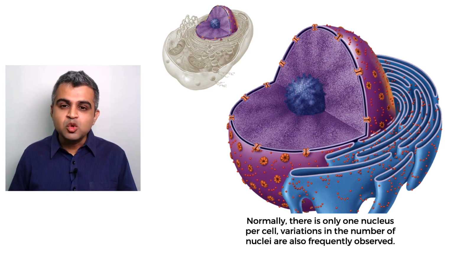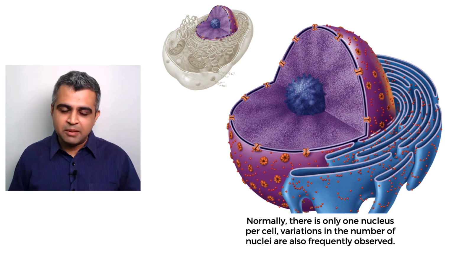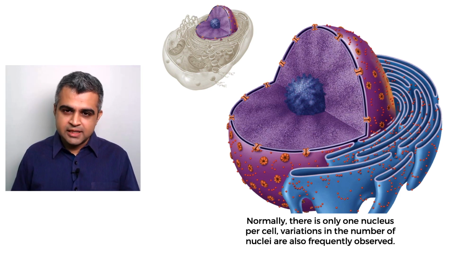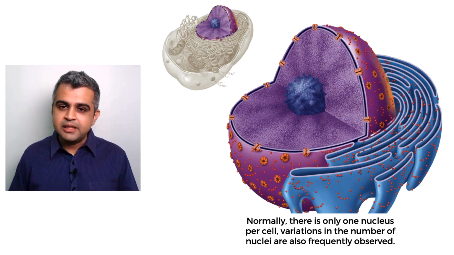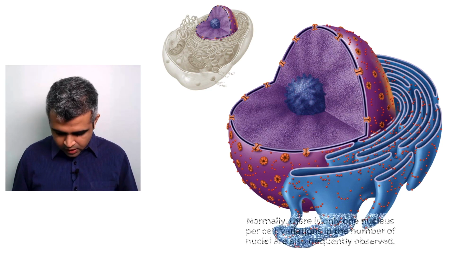Also, there are some human cells like the muscle cell which have a lot of nuclei. There are some fungi also which have a lot of nuclei. Now, why is that? That is also something you will be doing in future chapters. As of today, I just want you to know that eukaryotic cells have at least one nucleus, but there are variations. There are some cells which may have no nuclei, and there are some cells which may have a lot of nuclei. Let's now focus on this nucleus.